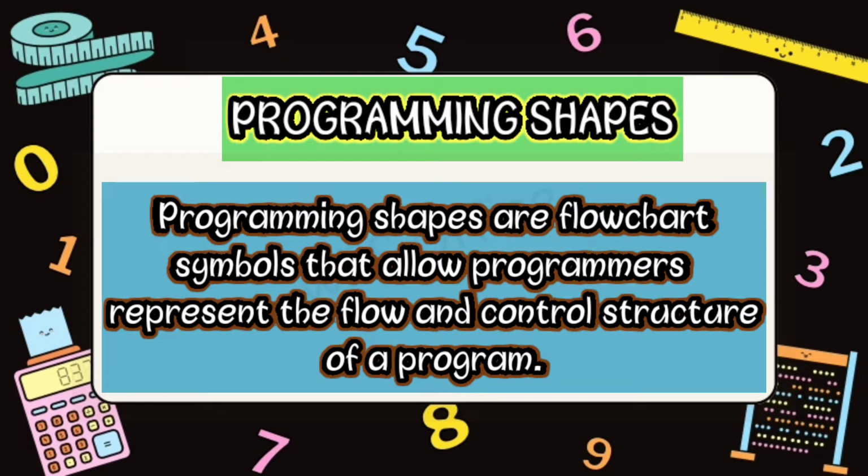So programming shapes are shapes that help us to prepare a flow chart. I will say it again. Programming shapes are shapes that help us to prepare a flow chart. That's why we say programming shapes are flow chart symbols that allow programmers to represent the flow and control structure of a program. These shapes allow the programmer to connect activities on the flow chart. So these shapes we are talking about help the programmer to connect activities on a flow chart.